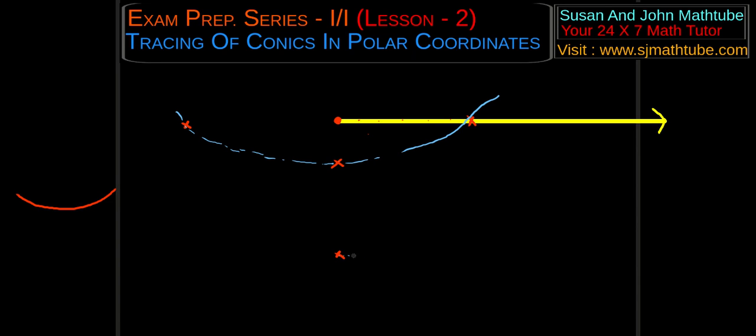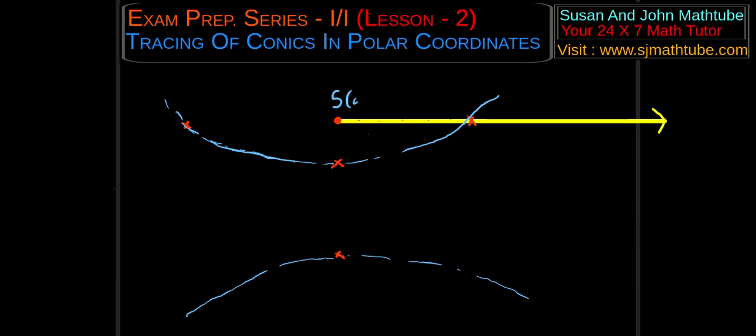Now for the other side, you just use symmetry. Just draw as if you're making a mirror image of what you see on the top. And that's it. The hyperbola is ready. Now we have to find the coordinates.